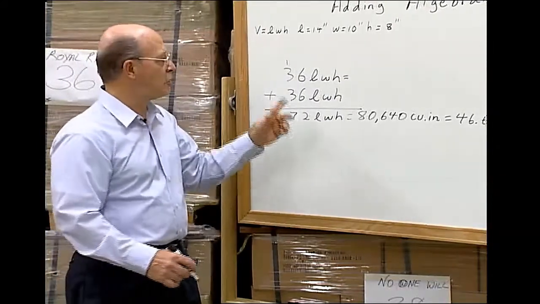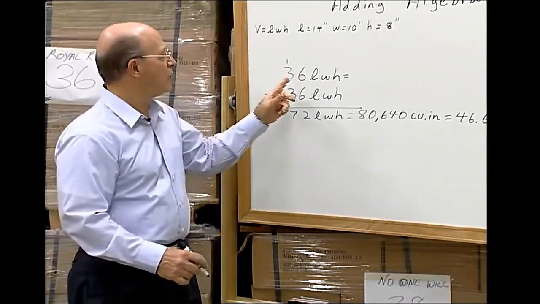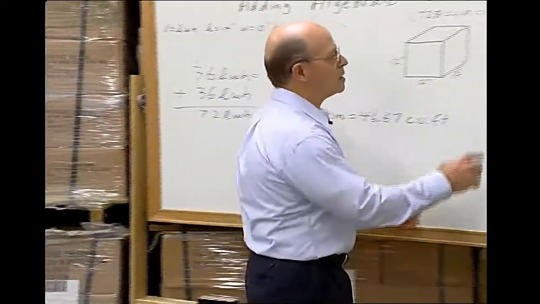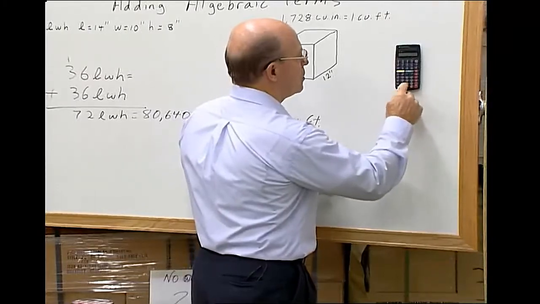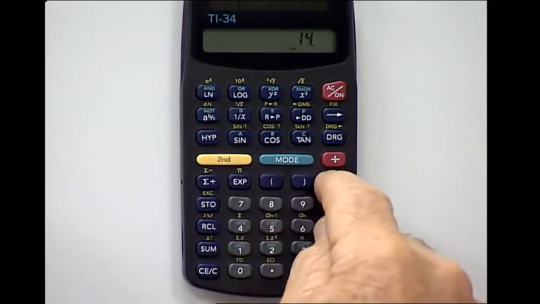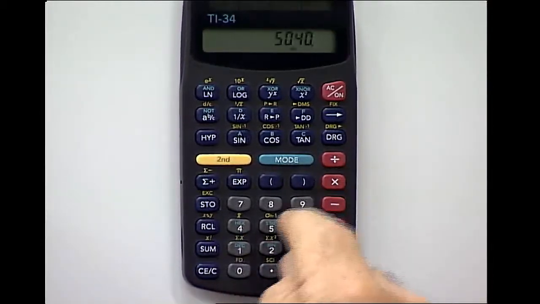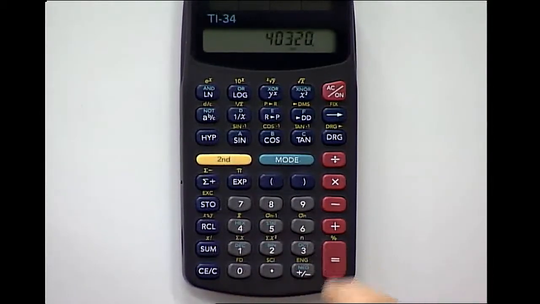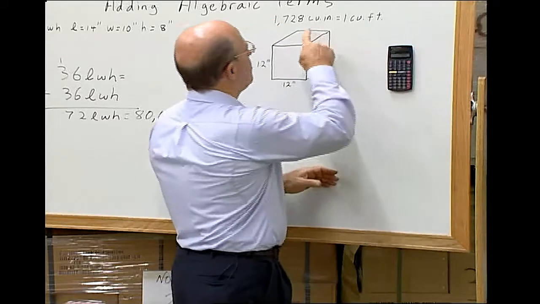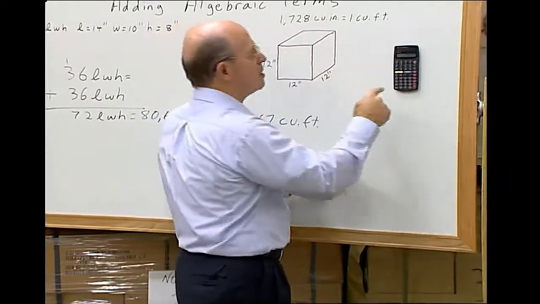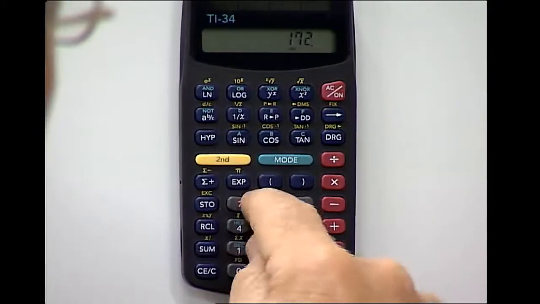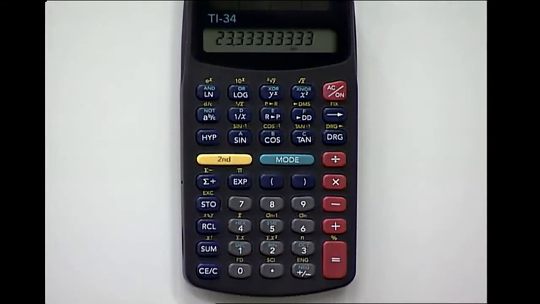Now what we're going to do is we're going to take 1 pallet of books and find out what the volume is for 1 pallet of books. Clear the calculator. 36 times 14 times 10 times 8 equals, that's 40,320, divided by 1,728 equals 23.33.